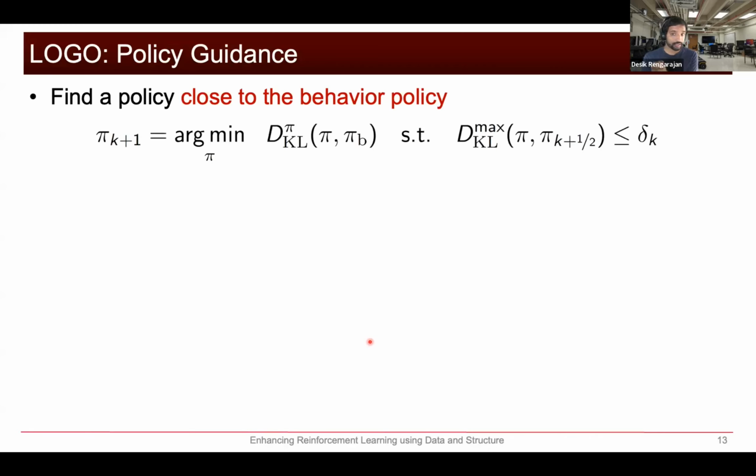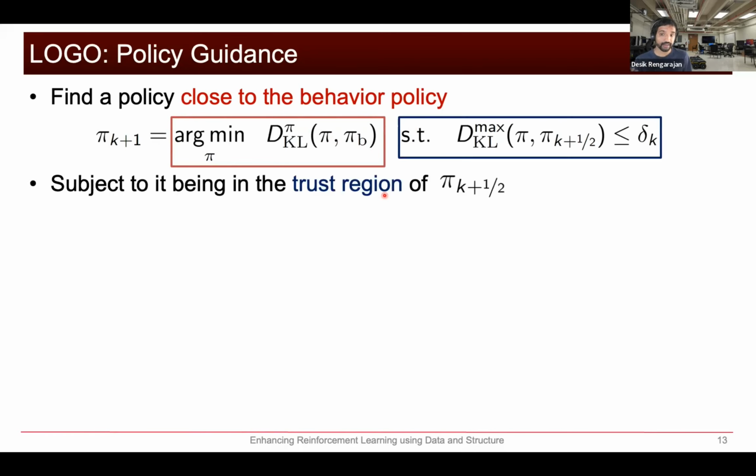So the goal of the policy guidance step is to basically find a policy close to the behavior policy. So you want to find a policy pi that is close to the behavior policy. So you want to minimize the KL term. But you do not want to do this directly; you want to do this in a trust region around the policy suggested in the first step. So suppose in the first step, you get policy pi k plus half. You want to ensure that around the trust region of this policy, you find a new policy pi.